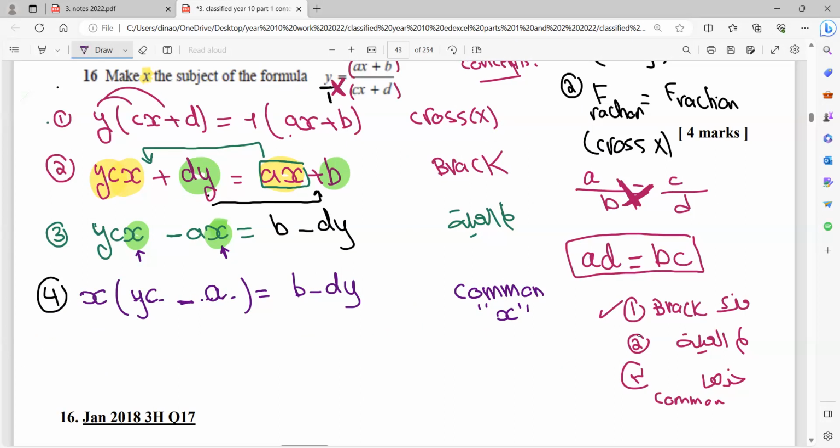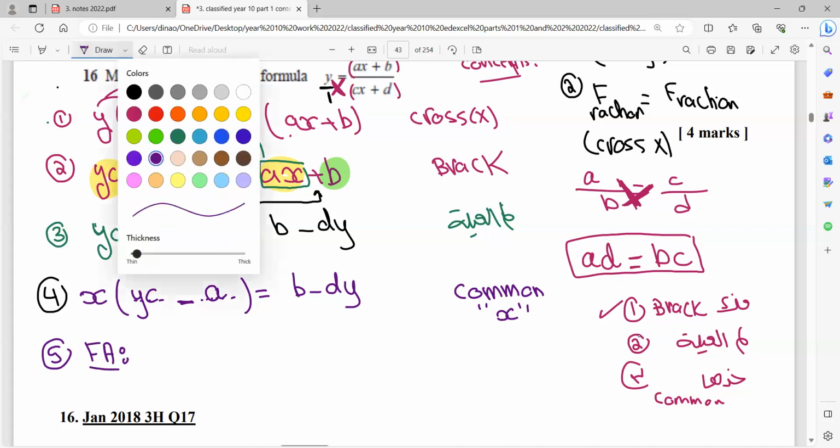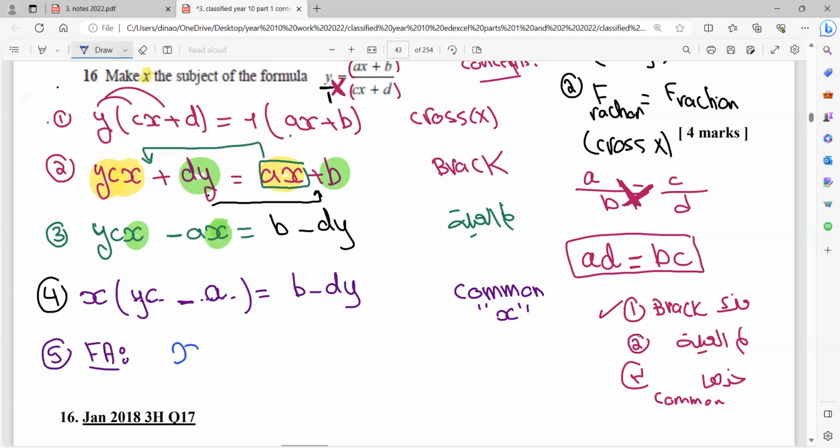Okay? And then the last step, which is step number 5, is the FA. And of course, I guess you know what these letters stand for. FA means the final answer. Now, the final answer must be x equals.